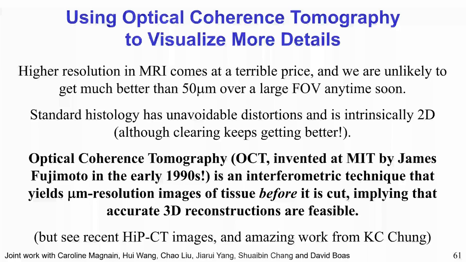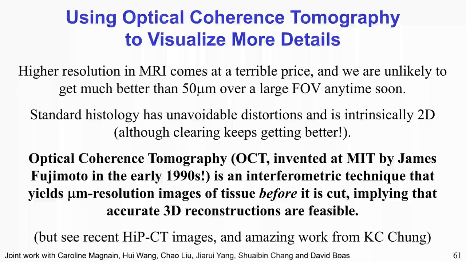Standard histology has distortions because of the cutting. Isfahan showed some very nice results getting rid of these distortions, but it's very difficult for me to imagine removing distortions at the scale that would allow you to, say, follow an axon across a cut. These are just super difficult things to do.